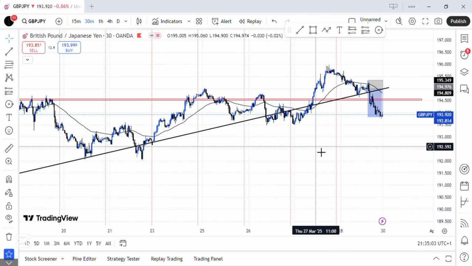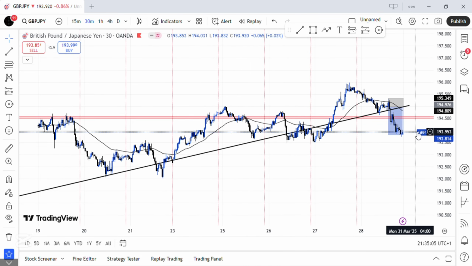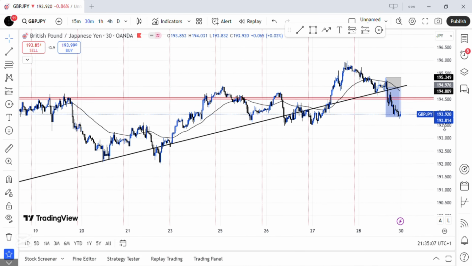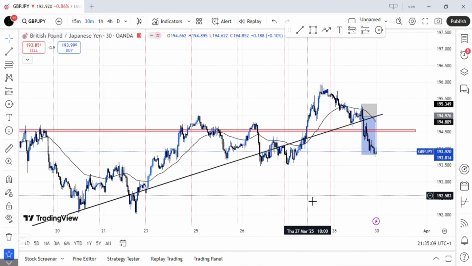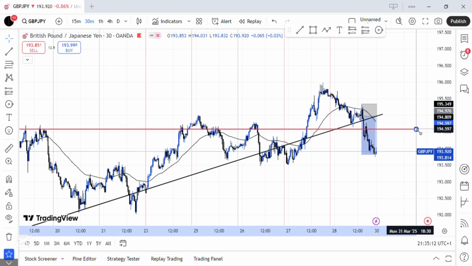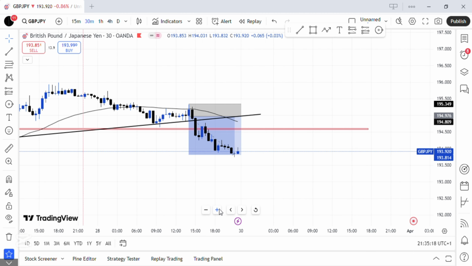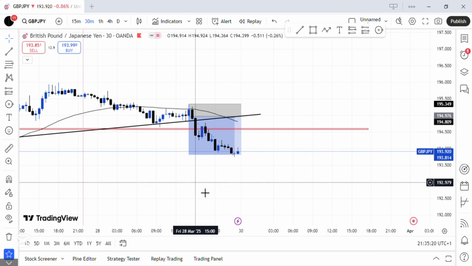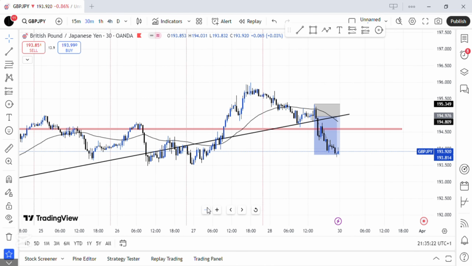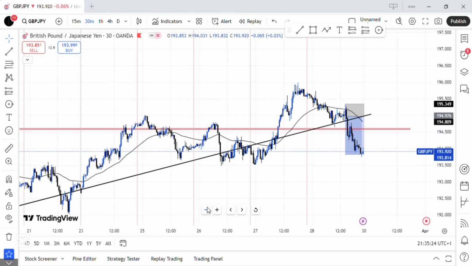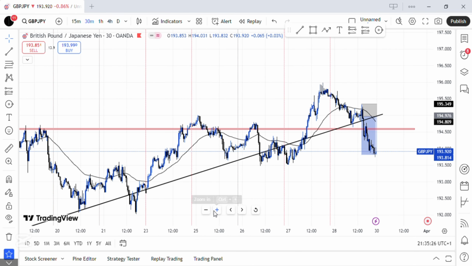If you look very well, you see that the support zone we drew on the 4 hours time frame is still very valid on the 30 minutes time frame. Remember, each time frame just means that each candle opens and closes within that period. Each candle here represents 30 minutes. On the 4 hours time frame, each candle represents 4 hours. It's as simple as that. That is the difference between the different time frames.